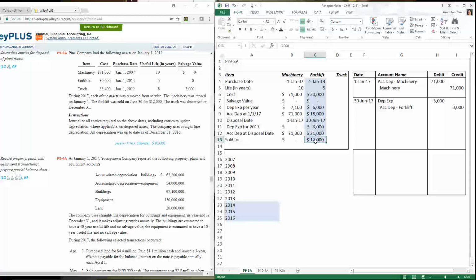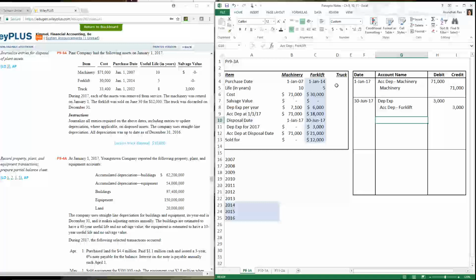I sold it for $12,000. So on this day, I'll have to take a look at various things. Again, I'm getting rid of an asset, so accumulated depreciation needs to go off my books just like the previous case, and the asset account will go off my books. I also received cash of $12,000.